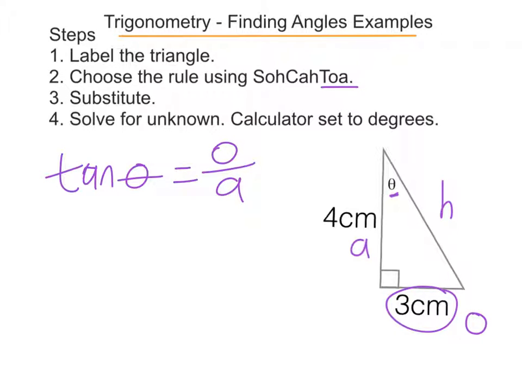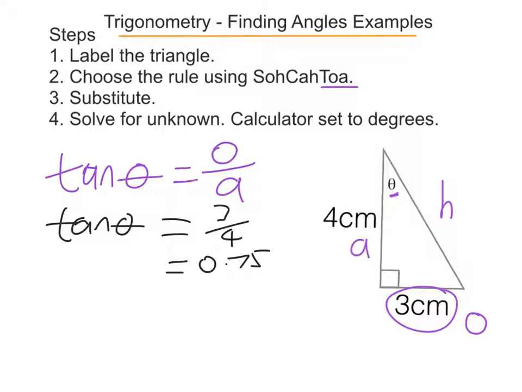So we just substitute in again. So tan theta is equal to O over A, which is 3 over 4. And that's equal to 0.75.